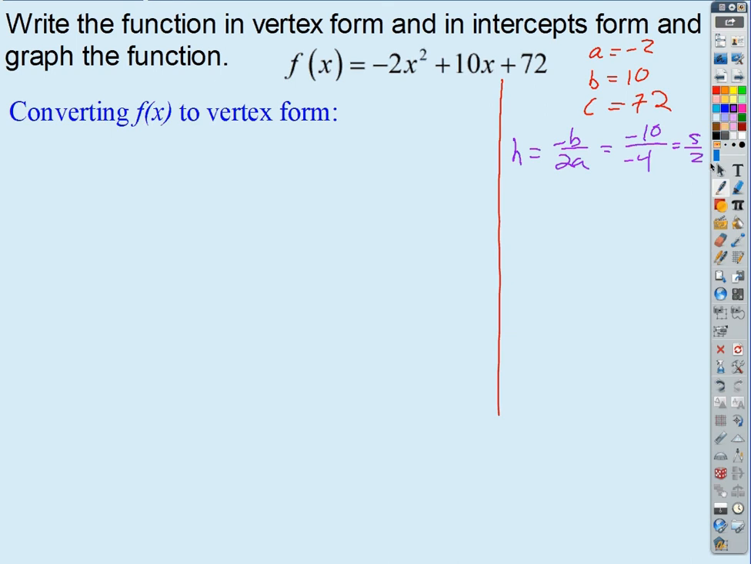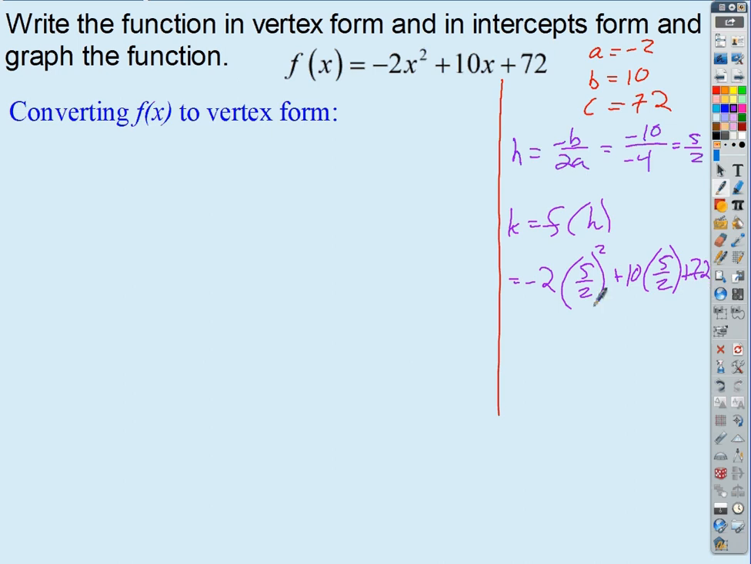And then we could plug that back into the function to get k if we want, right? K is just the y coordinate that goes with h, which is the x coordinate. And so k is always just f of h, which would equal, if I plug that in, negative 2 times 5 halves squared plus 10 times 5 halves plus 72, right? And we could crank that out.